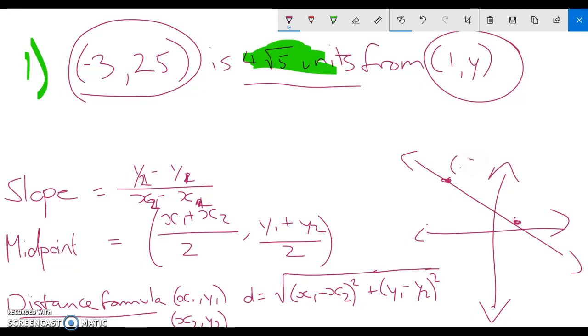So we've got -3, 25, and we've got 1, y. We don't know what y is. That's what we want to find out. It's the variable, the thing we don't know. And we know it's 4 root 5 units.